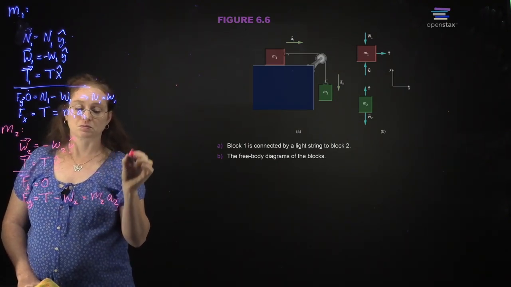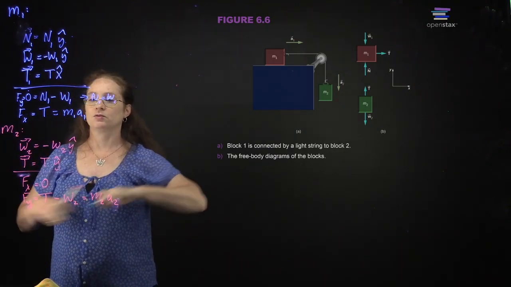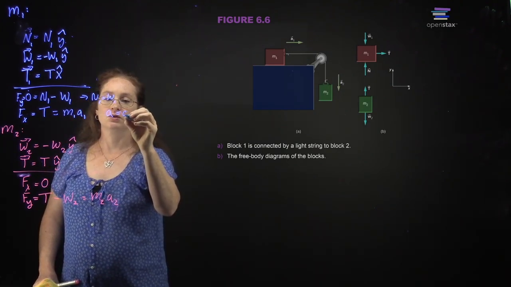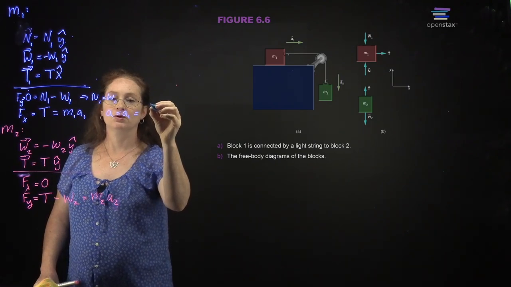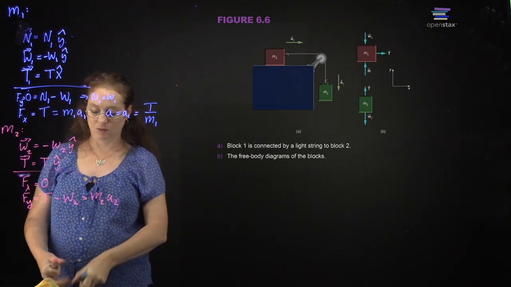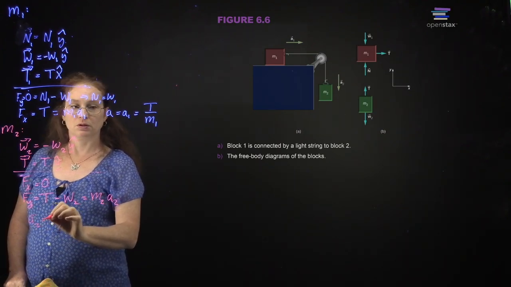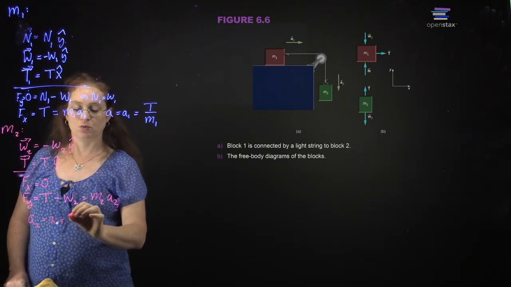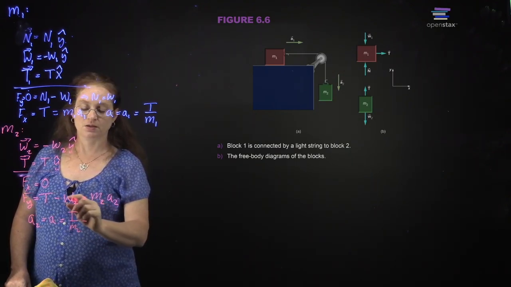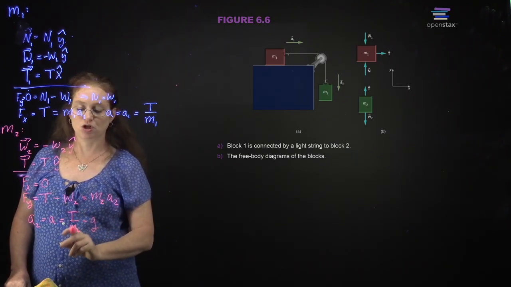So the first thing that I'm going to do is write the acceleration, a, equals a1, equals the tension over mass 1. Here, I'm going to write a2 equals a equals T over m2 minus, this is m2g, and I'm dividing by m2, so minus g.